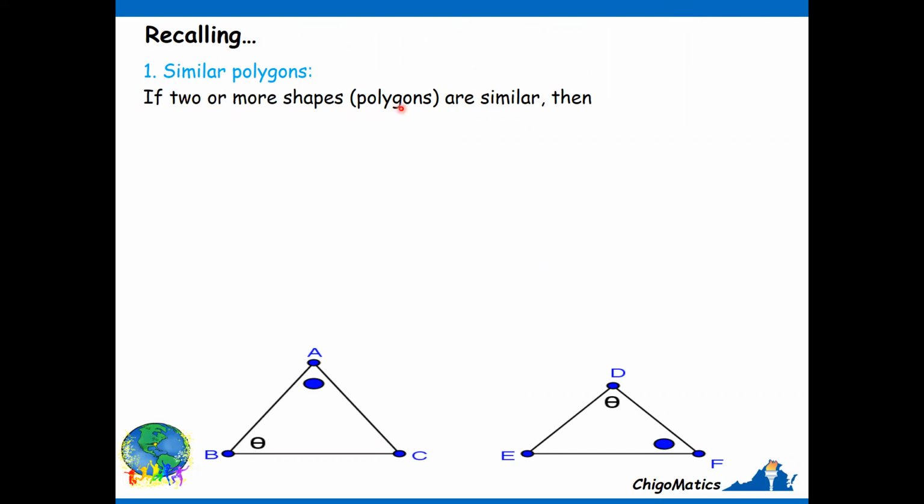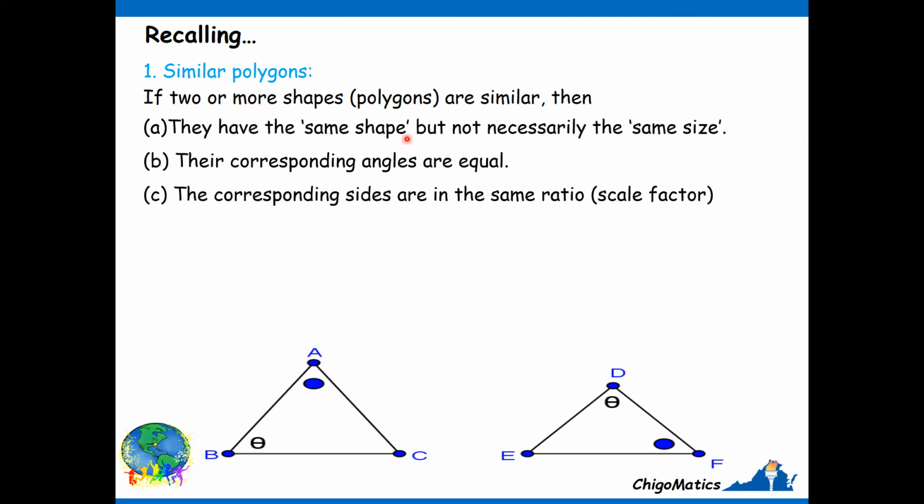If 2 or more shapes or polygons are similar, then they have the same shape, but not necessarily the same size. Their corresponding angles are equal. The corresponding sides are in the same ratio, and that same ratio is what we refer to as the scale factor.